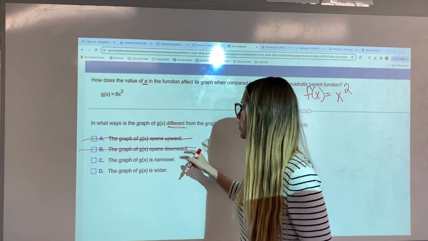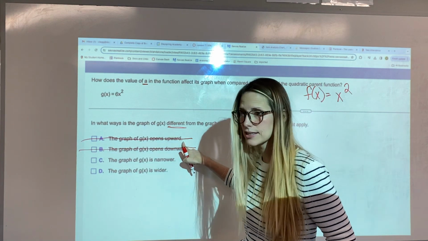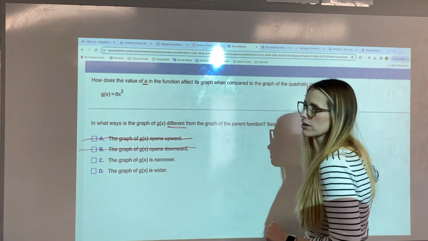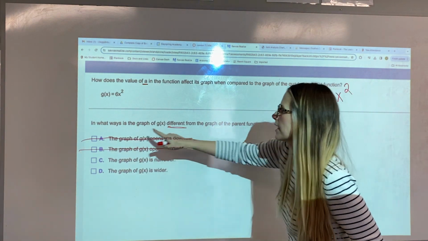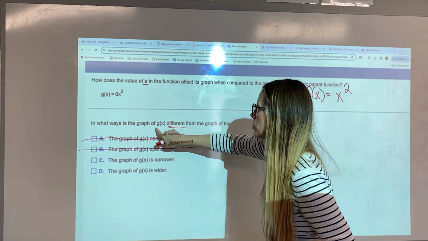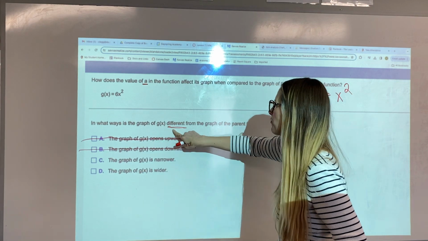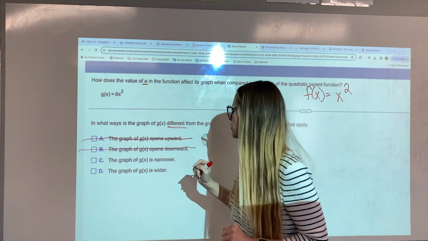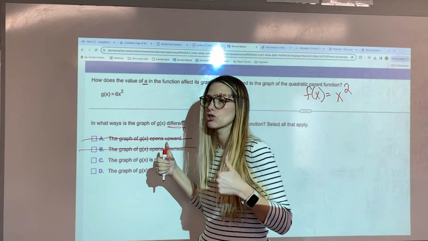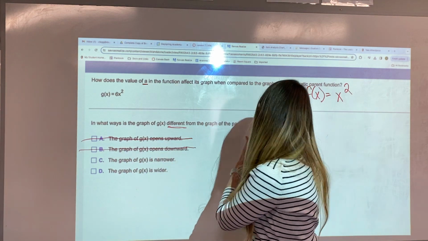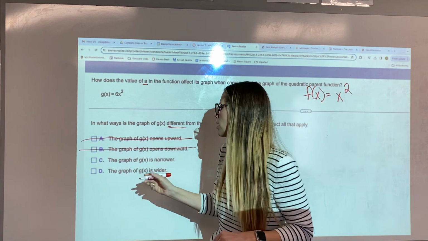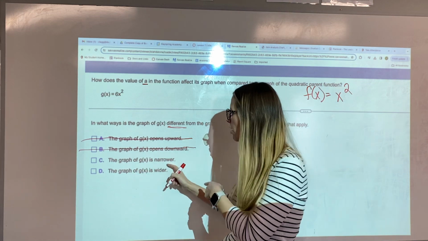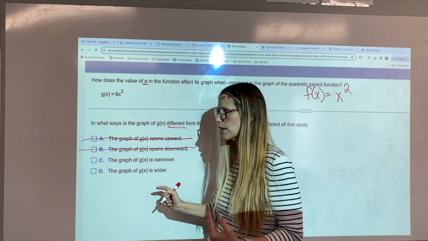Good question. We said that can't be the answer because while this does open upward, so does the parent function. And this is asking, in what ways is the graph of g of x, the little baby, different than the mommy and daddy? So, even though this does open upward, that's true, it doesn't differ from the parent function. Choice C says the graph of g of x is narrower. Choice D says it's wider.